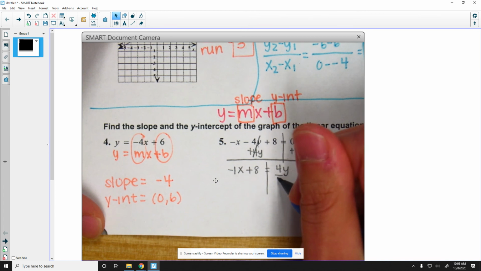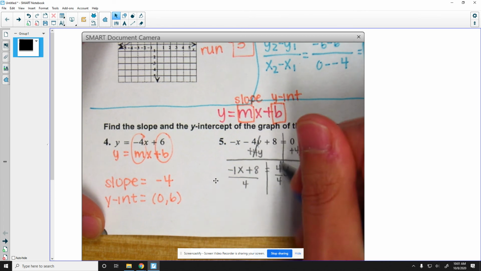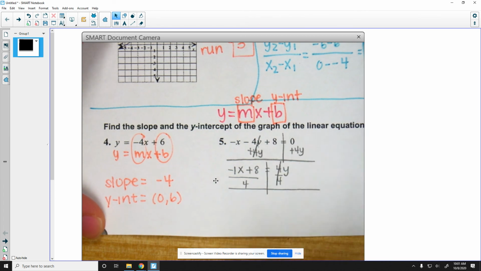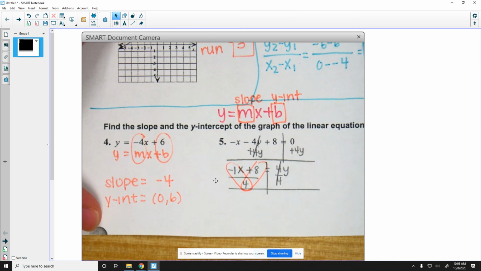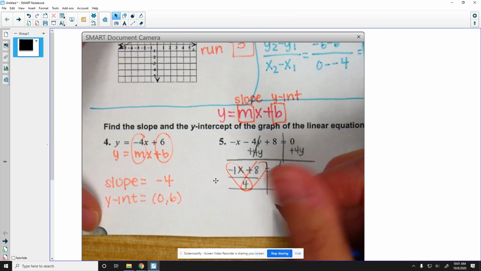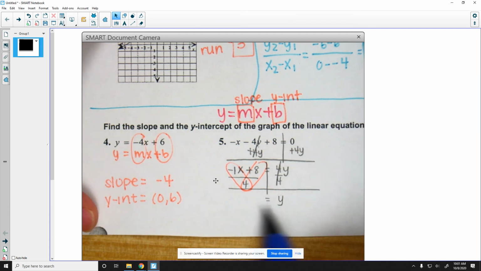So now what I can do is divide by 4. Now, this is the biggest mistake you guys are going to make. You always forget that when I divide an entire side by 4, this gets divided by 4 and that gets divided by 4. So does anyone think they know what the final equation looks like?